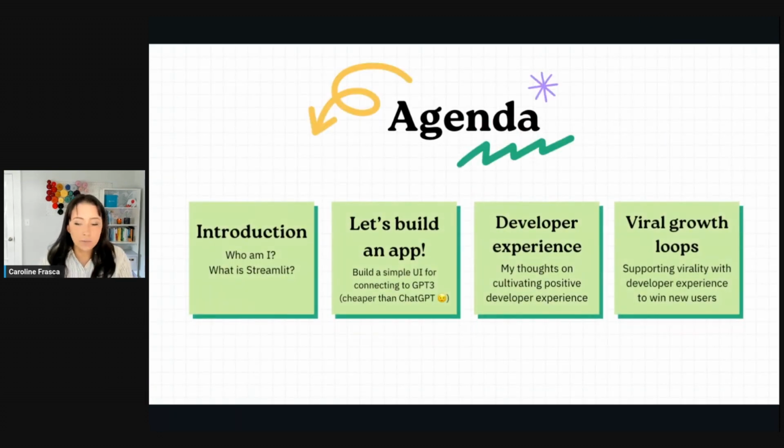So let's get started with the agenda. First, I'll give a brief intro on myself and an intro on Streamlit. We're going to walk through the process of actually building an app with Streamlit. I'm going to share my thoughts on cultivating positive developer experience, specifically for open source libraries. And finally, we're going to talk about supporting viral growth loops through developer experience.